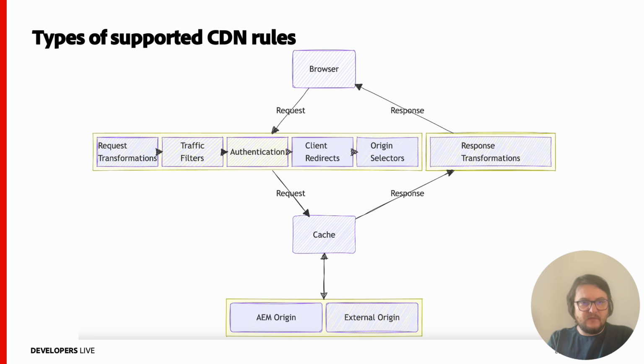I will go quickly through each of these to understand at least the request flow. So the browser makes a request, reaches the CDN, and then the request transformations are first executed to add or remove headers. Traffic filters are used to allow or block traffic, and then you can look at the client credentials. Authentication is run, and then decide if the client should be redirected to another resource, or eventually go to origin if the resource is not in cache. On the response flow, there are only response transformations that are run, and that's the last chance when you can add or remove headers from the response before they are sent to the client.